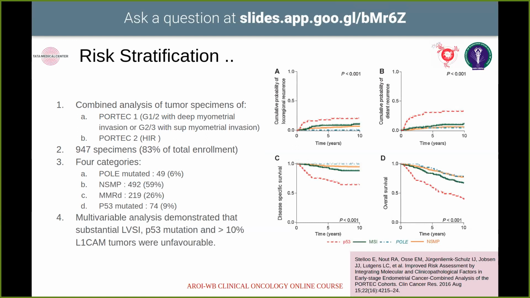In contrast, tumors which are POLE mutated, which are there in the blue at the top, are associated with an excellent prognosis to the tune of 85 to 90%. Please remember, in many of these endometrial cancers, the death at 5 years is not associated with endometrial cancer, but because of other factors. They found that in addition to the molecular profile, substantial lymphovascular space invasion and presence of more than 10% tumors with L1CAM mutation are associated with unfavorable profiles.